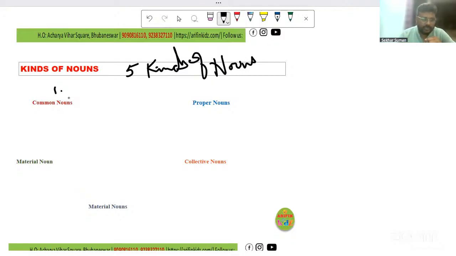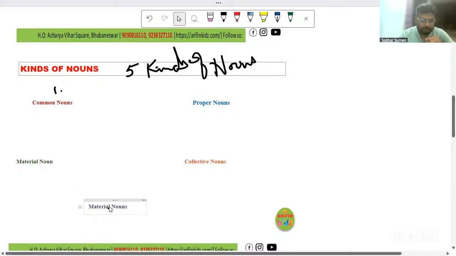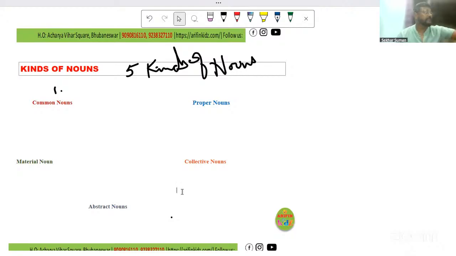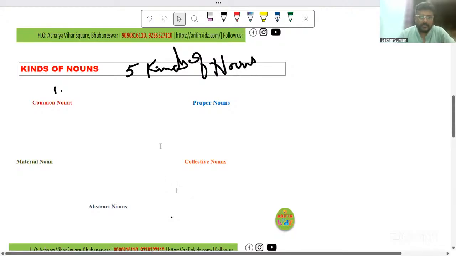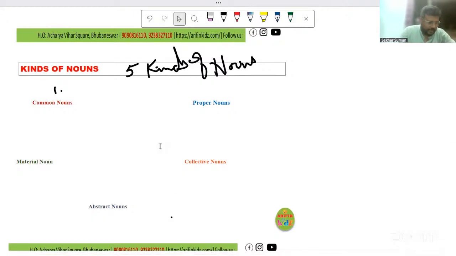Okay, material noun is written twice. Okay, I'll just change. Yes. That was copied twice, so it has come abstract. Yeah, I have corrected it. Okay. So once again, let me go back for a second. Yes, Aradhya, I have corrected it. I mean, the same thing was copied and it didn't get saved.